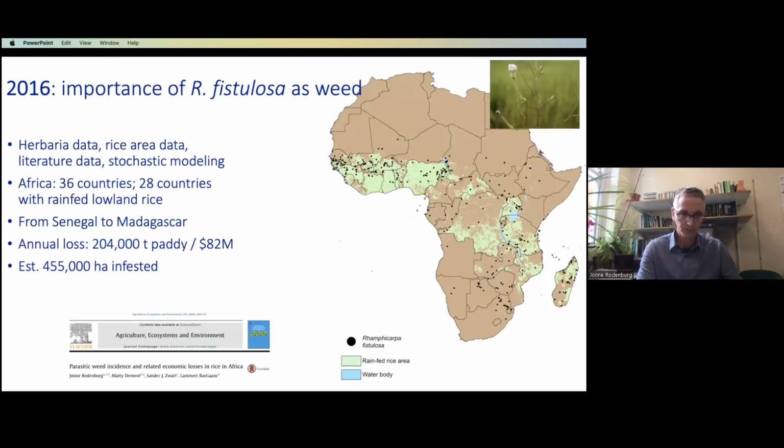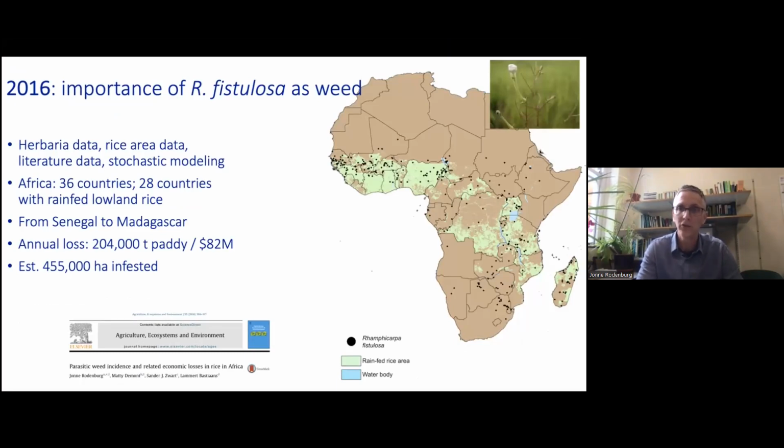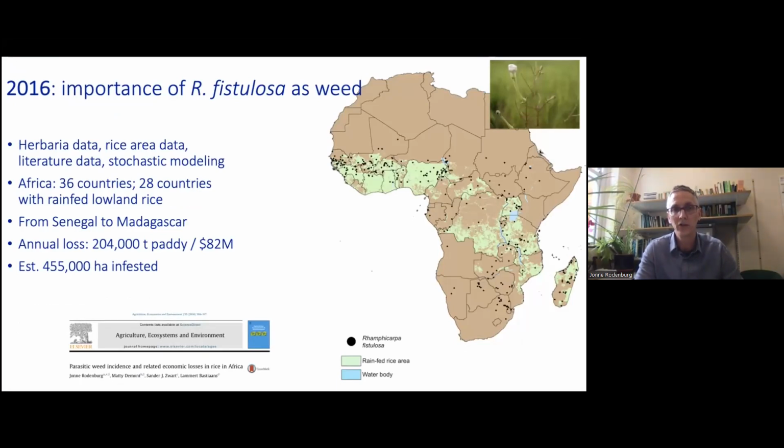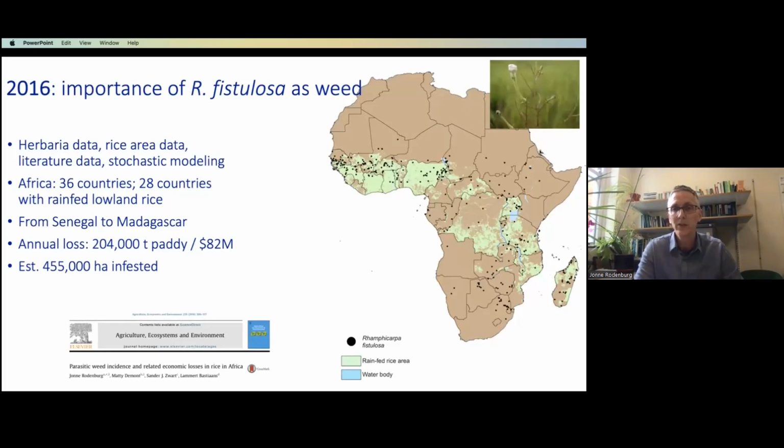And so we collected a lot of public herbarium specimens, and we mapped that and overlapped that with rain-fed rice area data. We used data from the literature, and then we modeled this to come to incidence percentages and also economic loss estimates.